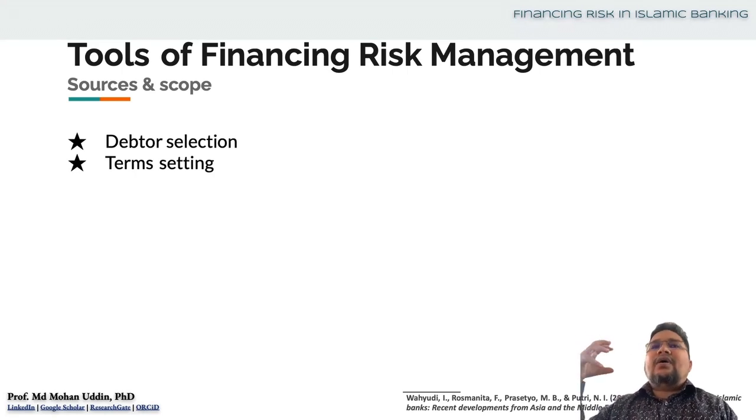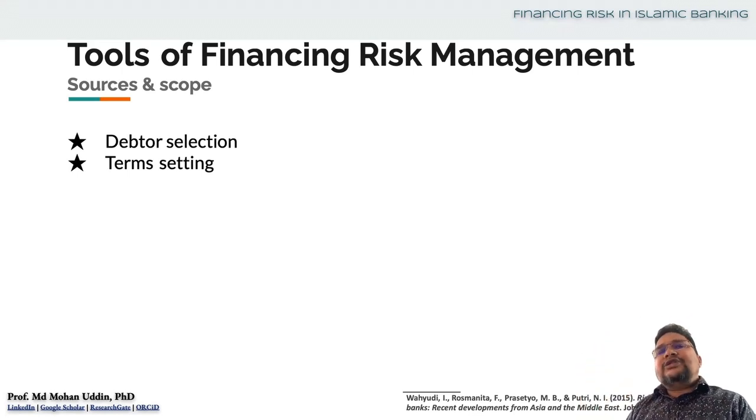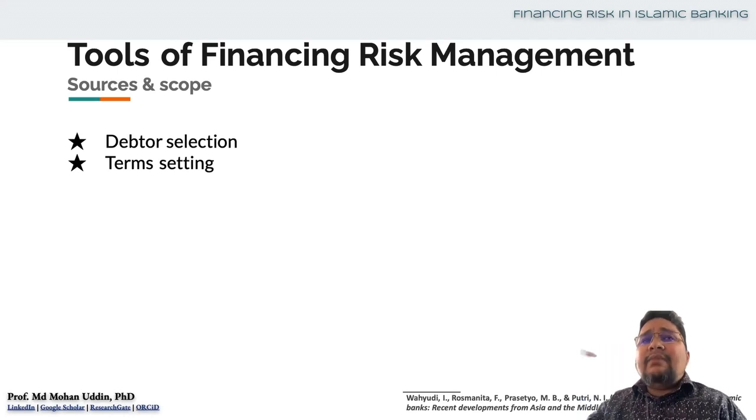Debtor selection means, at the time of funding your customer, as a manager of the Islamic bank, you should be choosing the better customer rather than giving fund to everyone. You select the better customer who has the minimum possibility of default. So that is a very preventive type of tool. You understand that, right? It is preventive, because you are not taking the risk from the very beginning. You are choosing only the safe debtors.